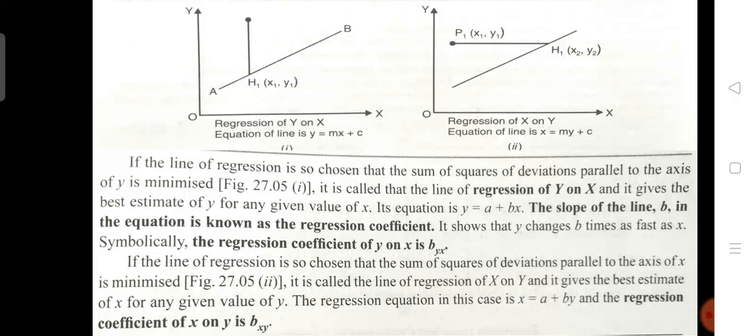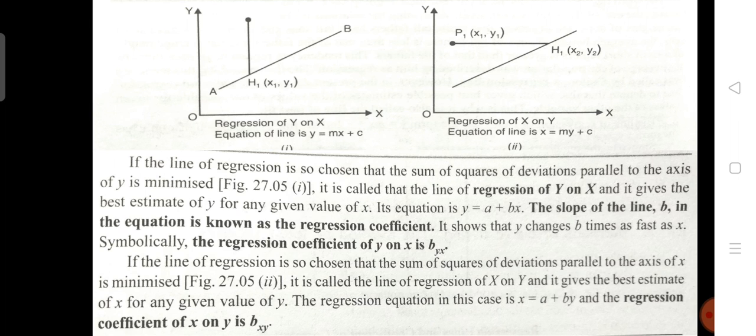And the regression of y on x is y is equal to mx plus c. That is the equation of that line. And the regression of x on y is x is equal to my plus c. This is the regression. Okay, I think all of you understood the meaning of regression.